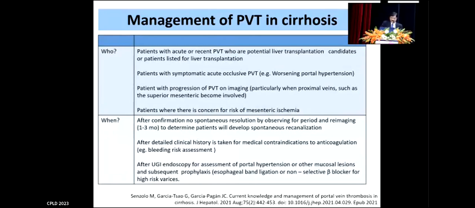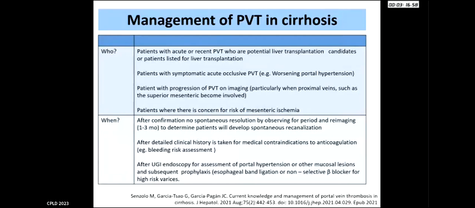Well, whom should we treat? Potential liver transplant candidates, yes, on the wait list surely, who come with acute portal vein thrombosis, you must treat, whichever way you want to do. Symptomatic acute occlusive PVT, you should treat. Progressive disease from a stable portal vein to extension to the SMV, you should treat. And those who have signs of concerning mesenteric ischemia, you must treat.